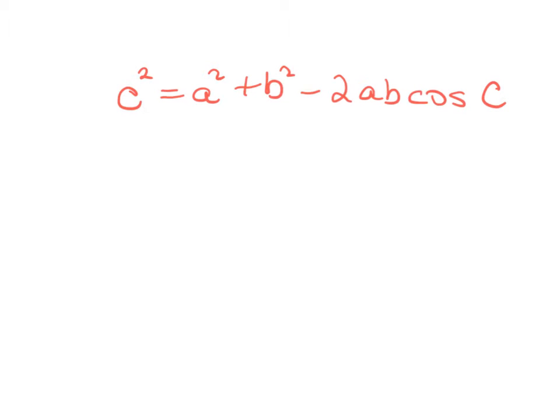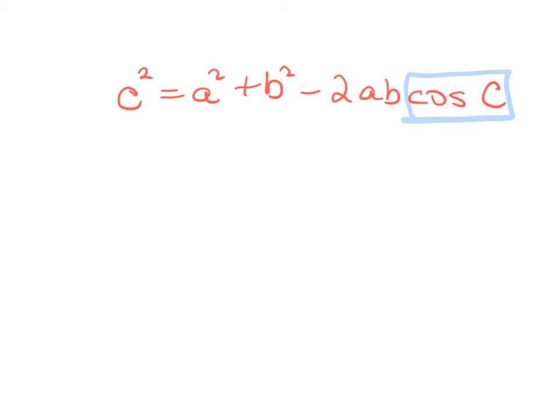Let's say we have this formula, c squared equals a squared plus b squared minus 2ab times cosine c. Let's say I wanted to, without any numbers, solve for cosine c. So if you want to do this ahead of time and rearrange it and just have cosine c equal something, here's what you could do ahead of time for all 3 formulas.